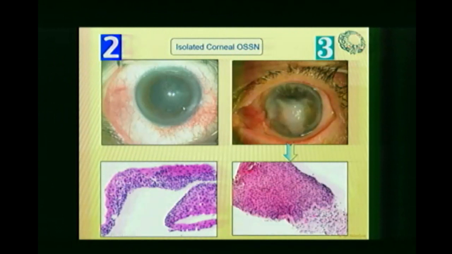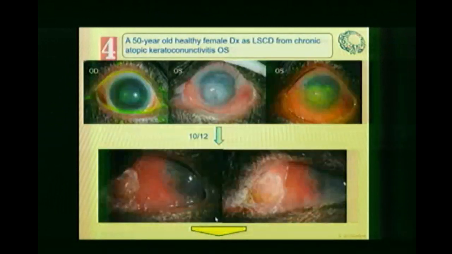These are another 2 isolated corneal OSSNs which I treated, pure isolated corneal OSSN, because we believe that corneal OSSN arises from the stem cell because of some problems with the tumor suppressor genes. Again, these are frosty looking lesions, cauliflower I would say, some with keloid formation. I don't have a better picture for that one, and these are the pathology reports.